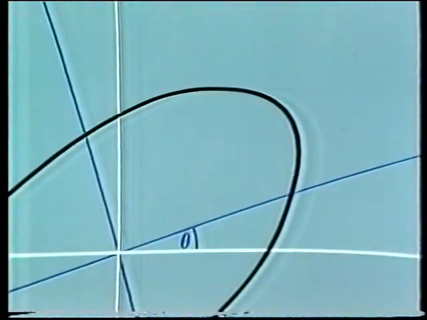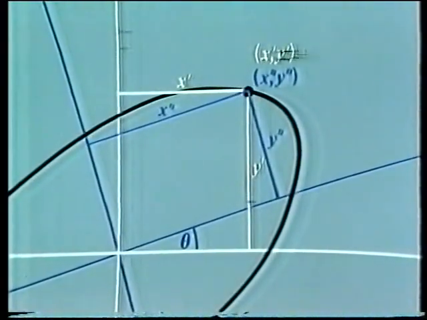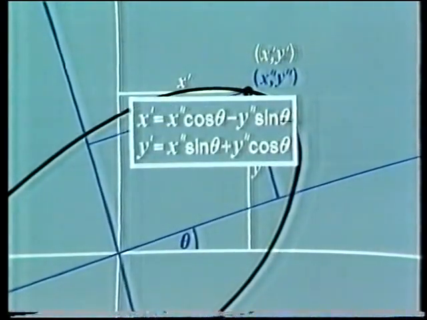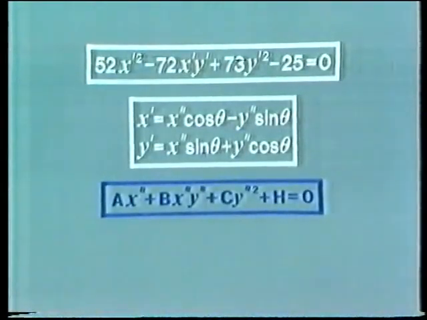We'll rotate the axes through an angle theta. The point x dashed, y dashed will now be the point x double dashed, y double dashed. It turns out that x dashed, y dashed and x double dashed, y double dashed are related by these equations. And you can verify this later if you like. So we substitute into our equation and get a new equation in x double dashed and y double dashed. We won't introduce any more linear terms because of course we're rotating and the origin stays at the centre.